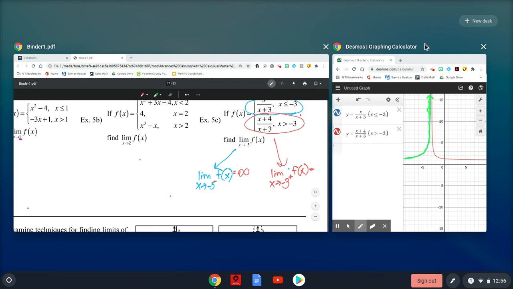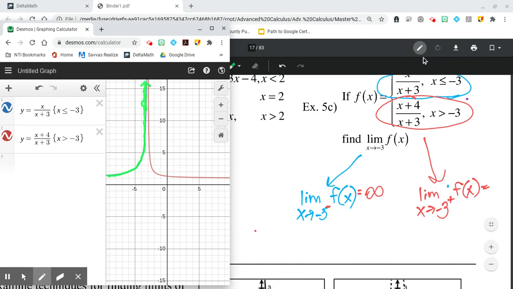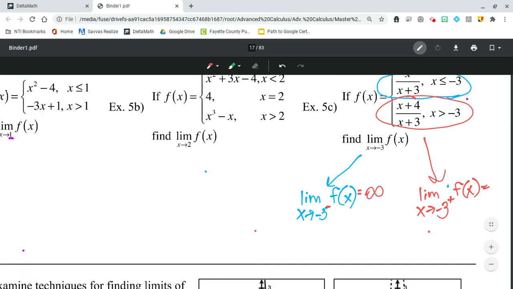Then, let me pull that graph back up. As the x values approach -3 from the right, the y values are increasing, increasing, increasing, increasing, increasing. The y values also increase without bound. So as x approaches -3 from the right, the y values also approach infinity.